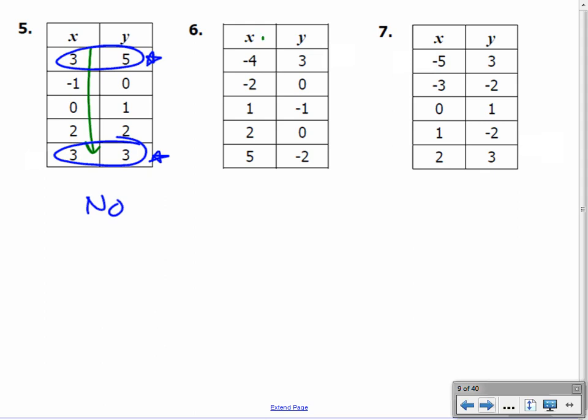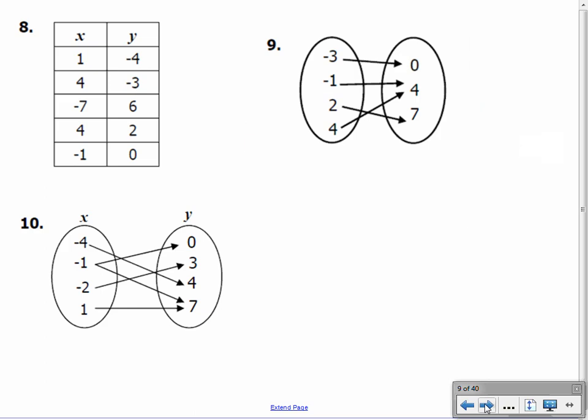Okay, again, look down your x column. If you see any x's that are repeating, it's not a function, but here we have a different x value every time, so yeah, it's a function. And our last one here, again, we're looking down the column. Do we see any repeating x values? No, so it's a function. All right, I've got another table here, but we'll skip over it.